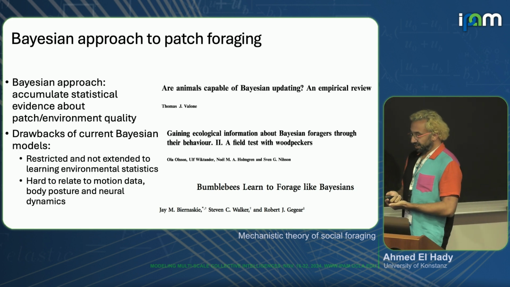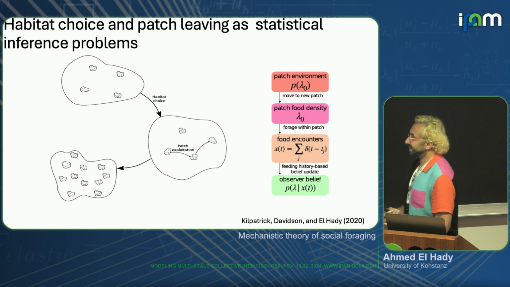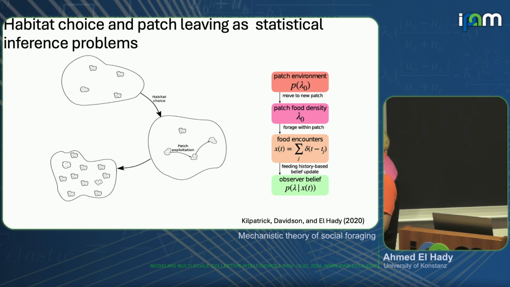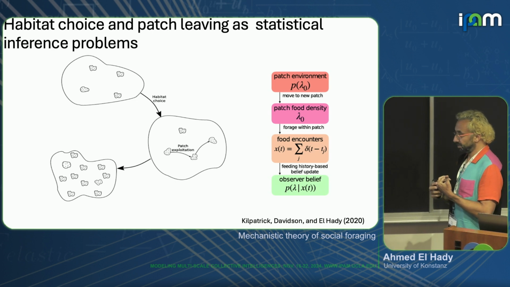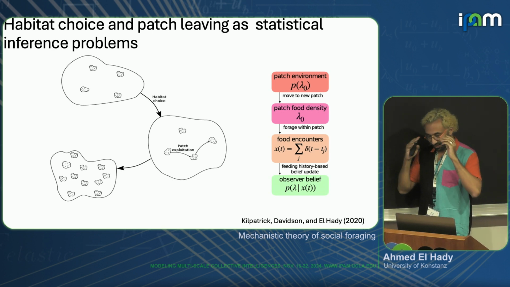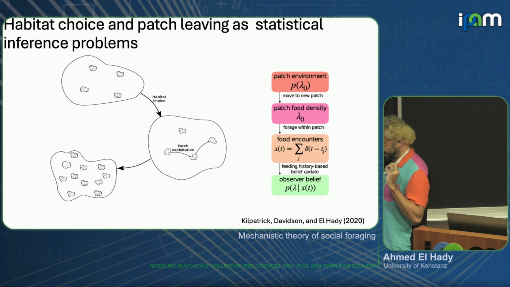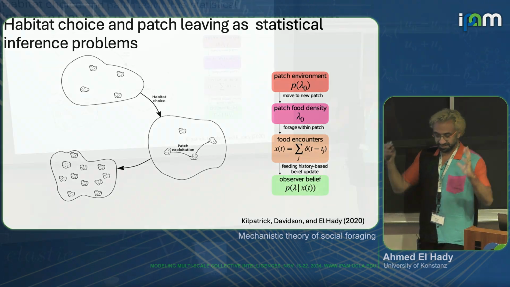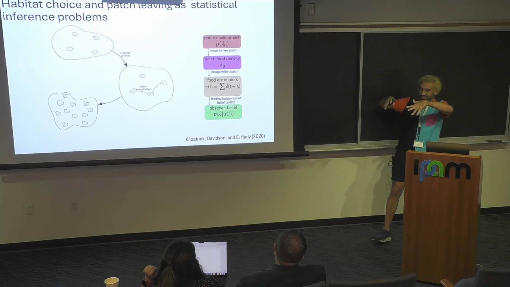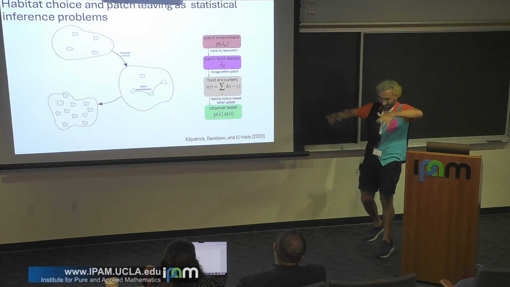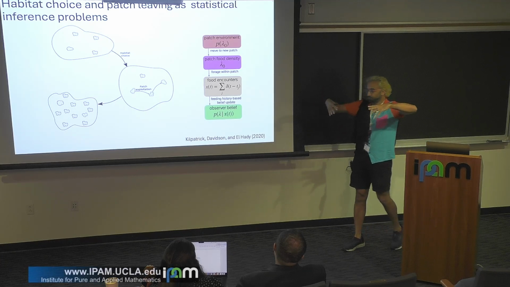So let me explain more clearly what we mean by formulating foraging as a statistical inference problem. There will be a lot of math in the talk, but for me it's very important that we get the intuition behind this model. So let's say we have an animal, whatever you believe, thrown from the sky, and it has to solve two problems.